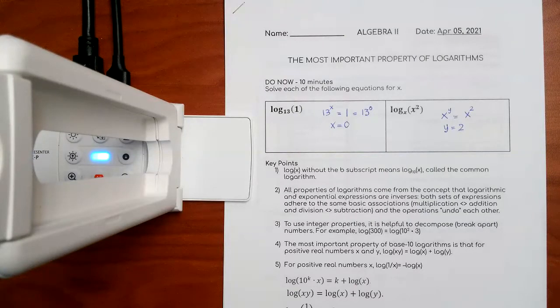For positive real numbers x, log of 1 upon x is equal to negative log of x. So basically, you can write 1 over x as log of 1 minus log of x, and log of 1 is 0, so it's going to be negative log of x. So anytime you have an expression in the denominator and you need to find its logarithm, it's the same as having the negative value of the same thing in the numerator, negative log of x. So the three properties are given down here.